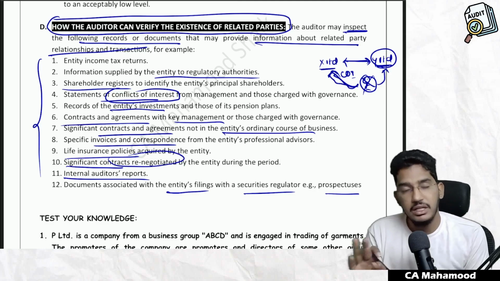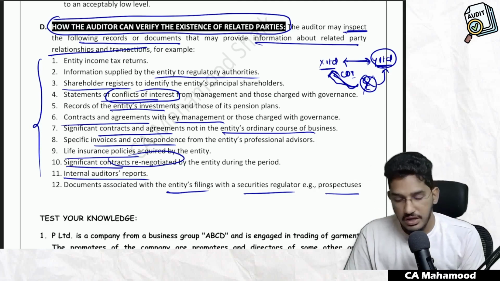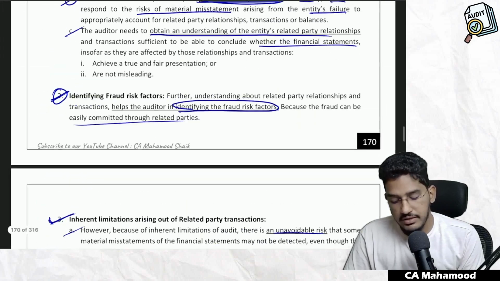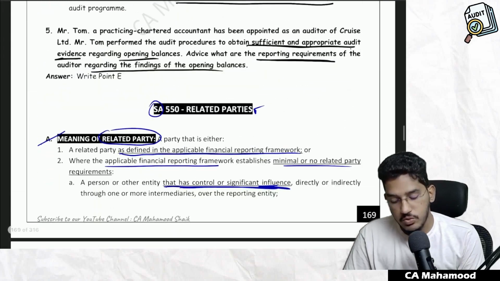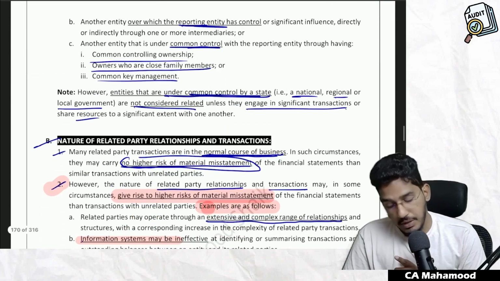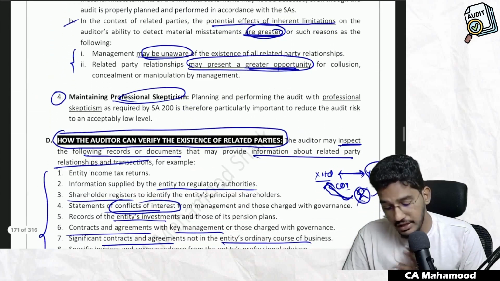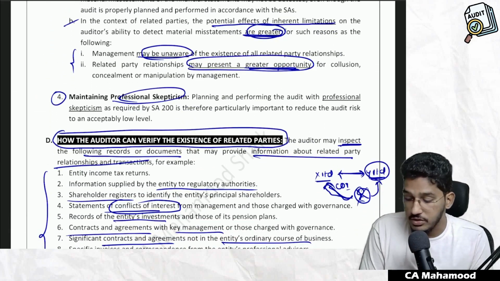If yes, have they done any transactions? If you want to know it, you have to go through all these documents. That's all. This is what SA 550 is simply trying to explain to us. So what we have seen: meaning of related party, nature of related party relationships and transactions, what are the responsibilities of the auditor regarding it, and how the auditor can verify the existence of related parties.